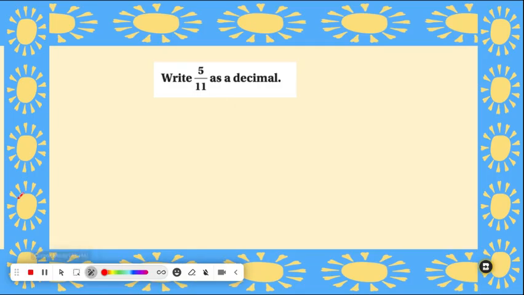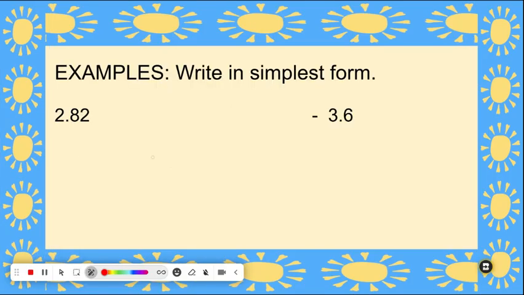Okay, let's try to go the other way. So now we have decimals. We need to change them into fractions. So we just use our place value. We say the actual number and we write it as a fraction. So the first example, 2.82 is really said as 2 and 82 hundredths.